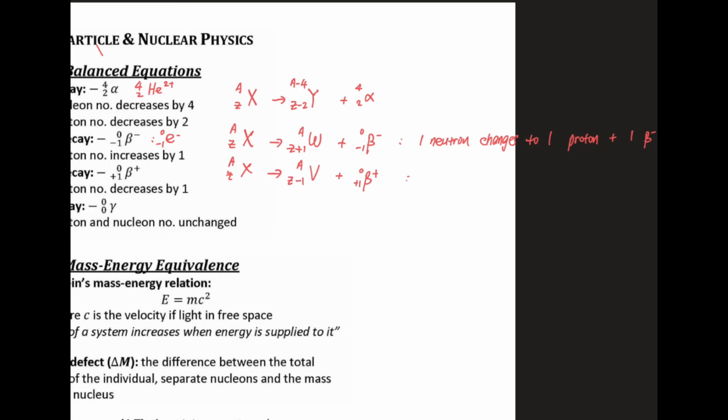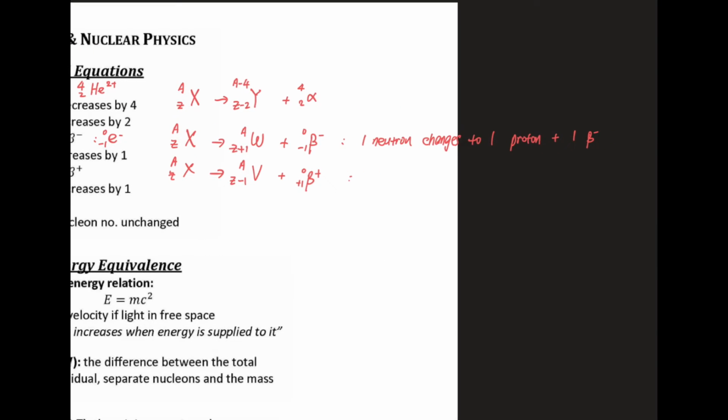Okay, so what happened is one proton changes to one neutron plus one positron. Logically, this is kind of reasonable. Proton is positively charged, so they change it to neutron, which is neutral. So the positive charge is removed as positron.